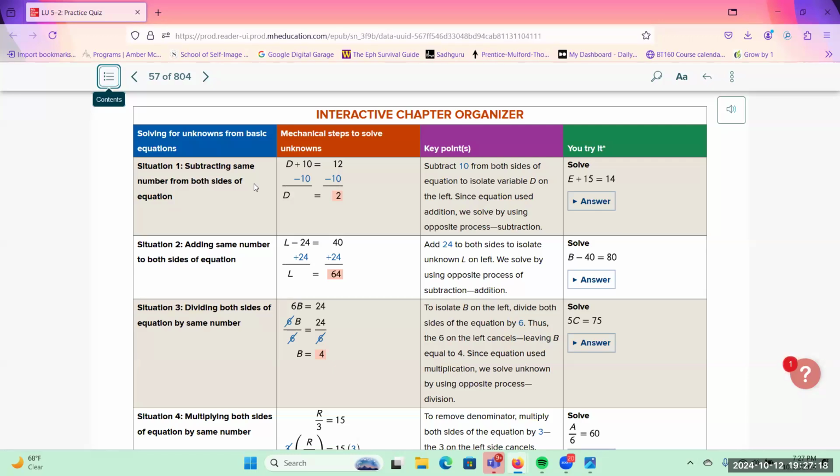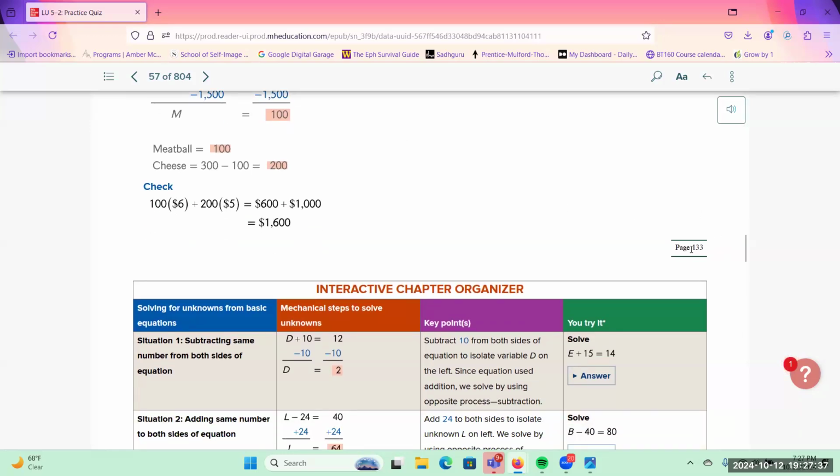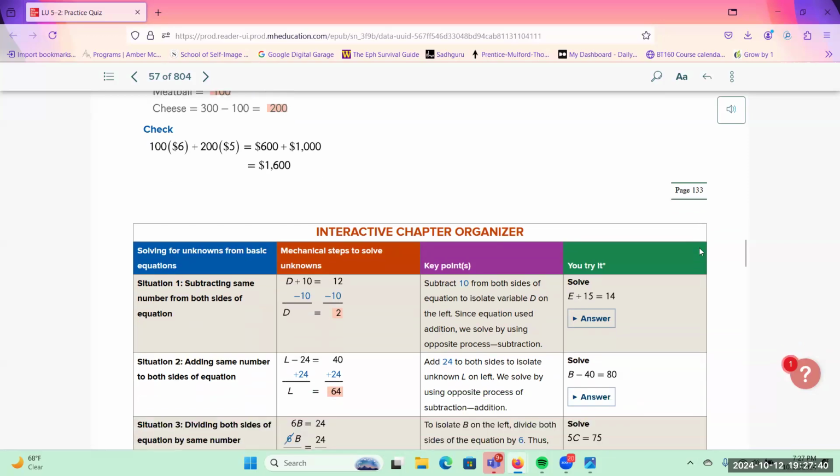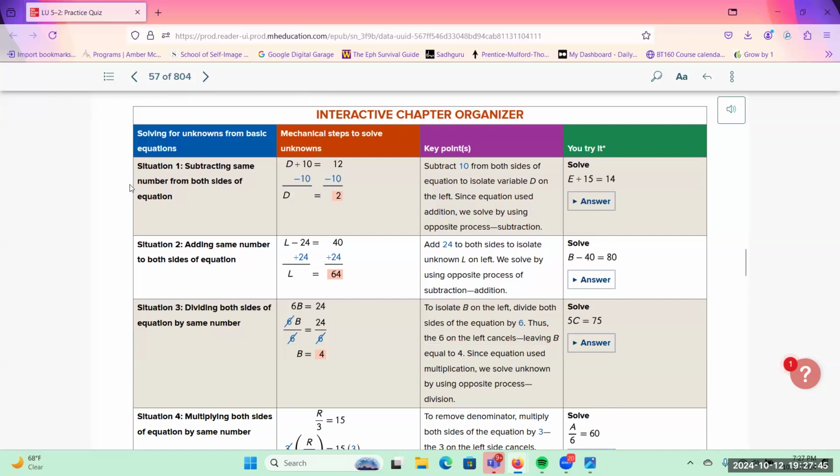So with all of that being said, let's take a look at this interactive chapter organizer for chapter 5. Again, this is on page 57 of your ebook. If you are working in your physical book, generally over on the right side of the ebook, you'll see a page number. So this is page 133. That means that's the page number in the physical book. So just keep that in mind as you're comparing ebook to physical book. The page numbers are different.